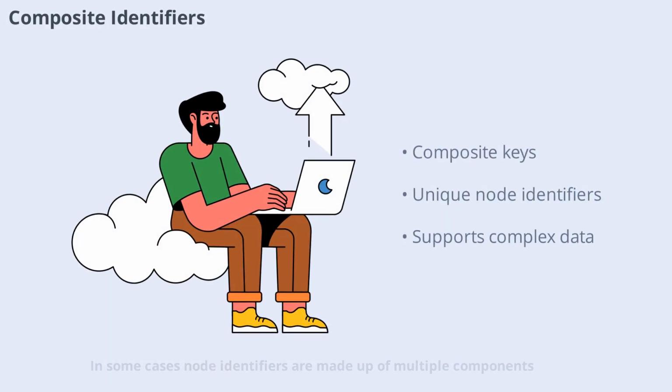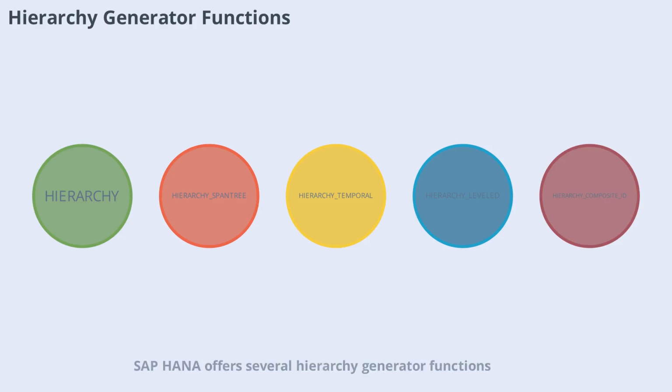In some cases, node identifiers are made up of multiple components. The T-demo composite table shows how you can handle composite keys using SAP HANA's hierarchy functions. By concatenating multiple columns, you can create unique identifiers for each node, ensuring the hierarchy functions work correctly even with complex key structures. This flexibility is essential for integrating data from diverse sources. SAP HANA offers several hierarchy generator functions, each tailored to different scenarios.